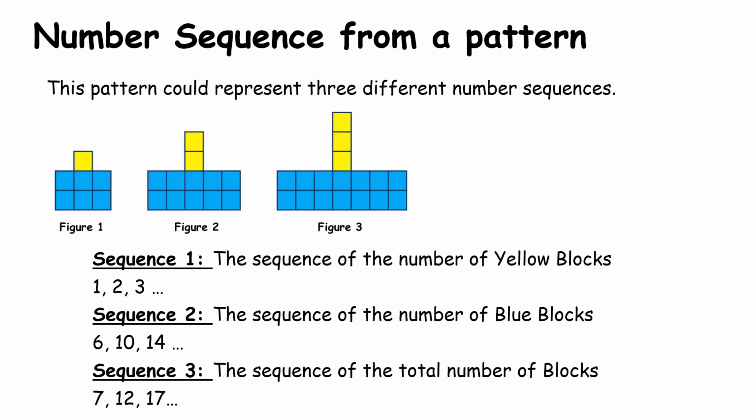So let's take another, more complex pattern. Here we have some shapes that have 2 different colors. The first sequence you could be asked is, what's the sequence of the number of yellow blocks? That's 1, 2, 3. You could be asked, what's the sequence of blue blocks? And that is 6, 10 and 14. And then the third sequence is the total number of blocks, which is 7, 12 or 17. So sometimes a question can ask you to do a sequence based on multiple elements of a pattern. So make sure you're reading the question very carefully to understand which element you are being asked about.